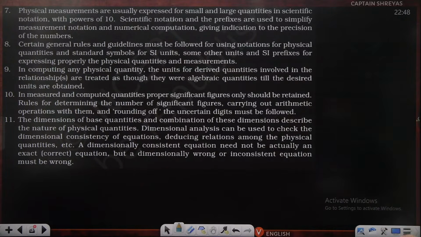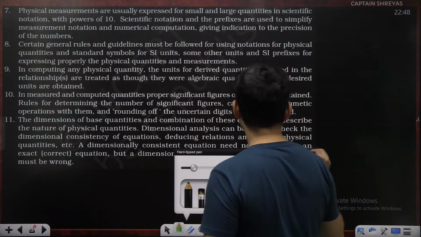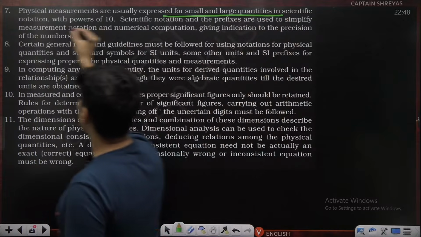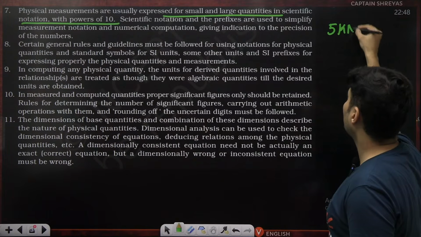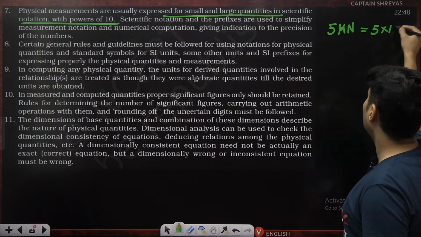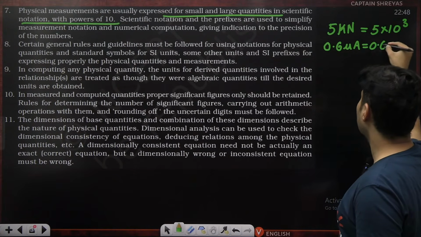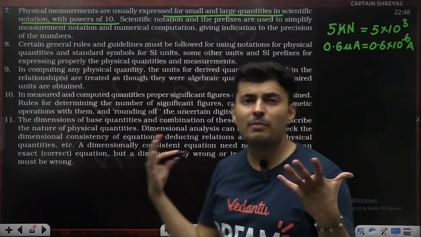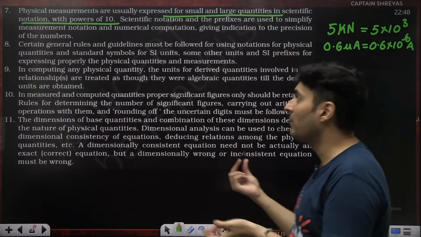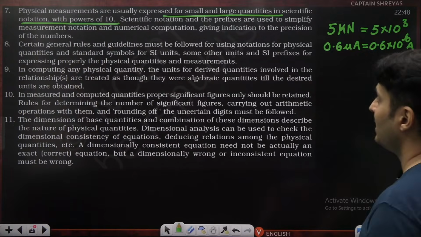Physical measurements are usually expressed for small and large quantities in scientific notation with powers of 10. Remember the scientific notation which we talked about for small and large quantities, like for example 5 kilonewton, a very huge thing, which is actually 5 into 10 to the power 3, or 0.6 microampere, which is 0.6 into 10 to the power minus 6 ampere. So whenever you want to express very big or small things, you express it in terms of the powers and some suitable prefixes. Certain rules and guidelines must be followed for notations of physical quantities and standard symbols.